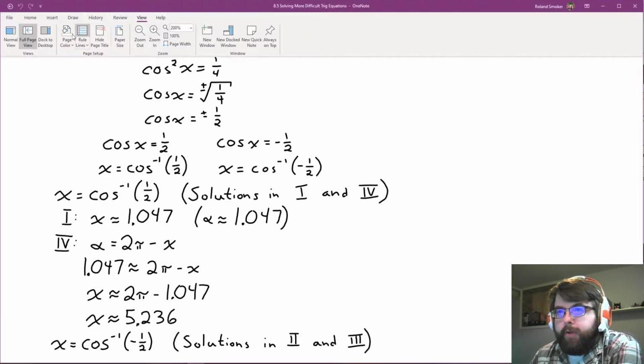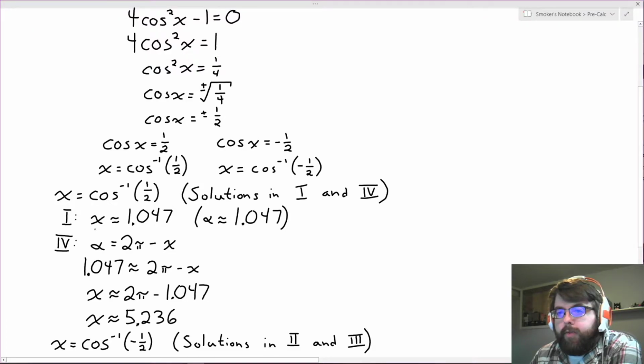Let me switch to a pen real quick. So I have this value here as a solution. This value here is a solution, but also it's important to have the reference angle handy.